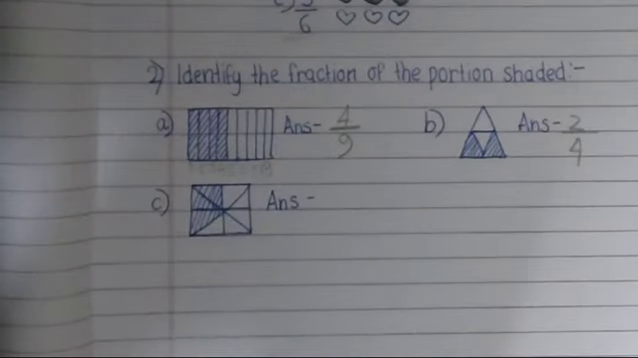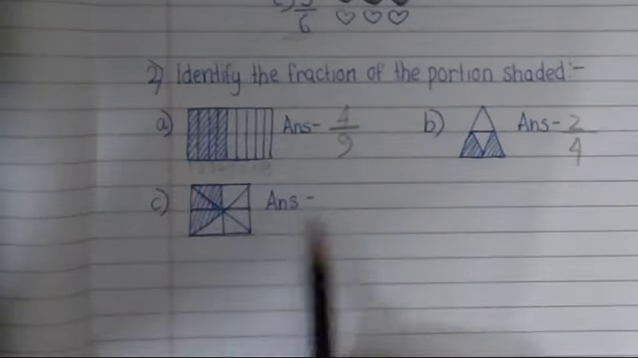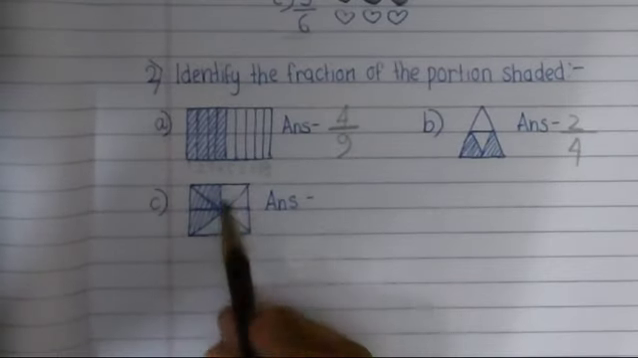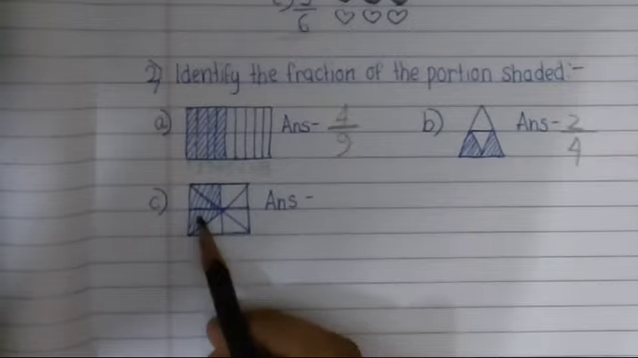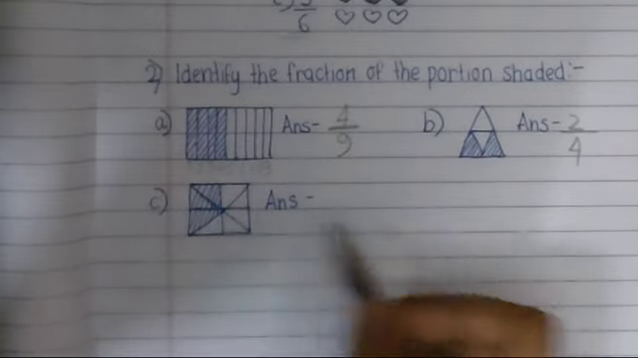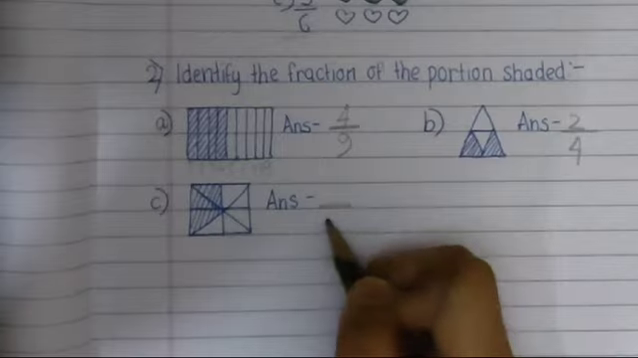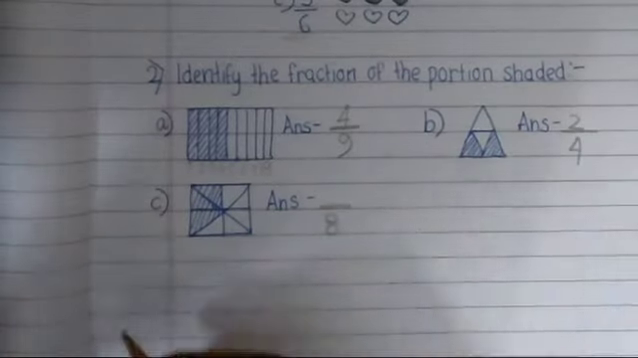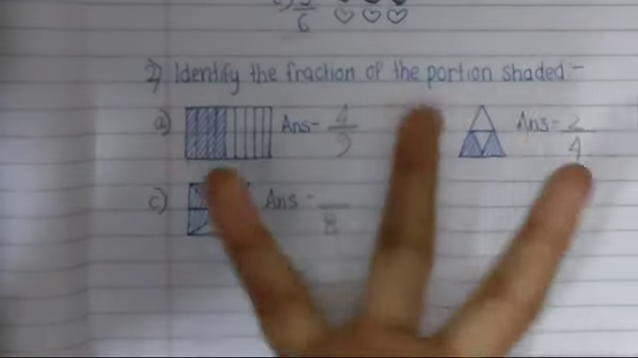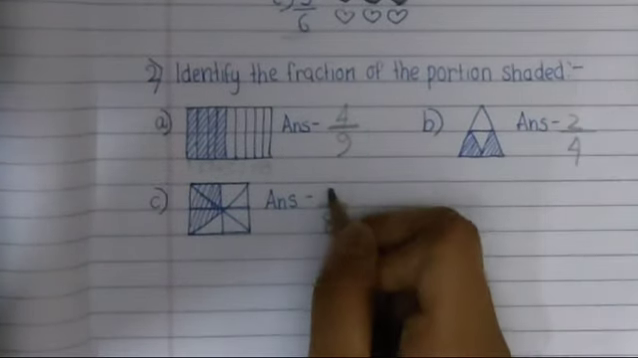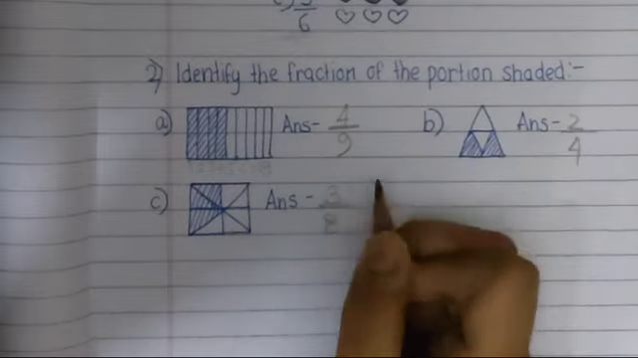Now let's go to question number C. We can see that there is a square. Now let's count the number of parts. 1, 2, 3, 4, 5, 6, 7 and 8. There are 8 parts. So the denominator will be 8. Now let's count the shaded parts. 1, 2 and 3. There are 3 shaded parts. So the numerator will be 3, so 3 by 8.